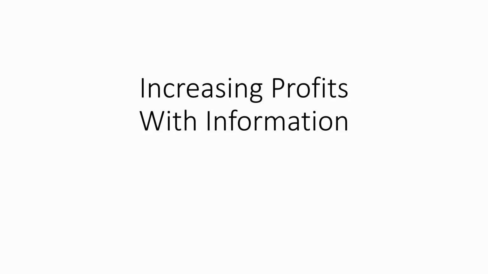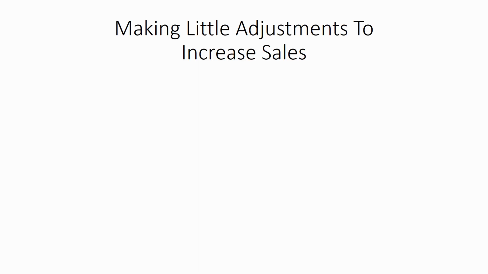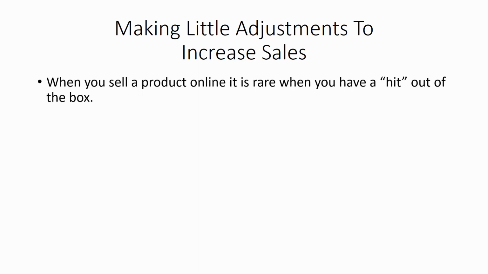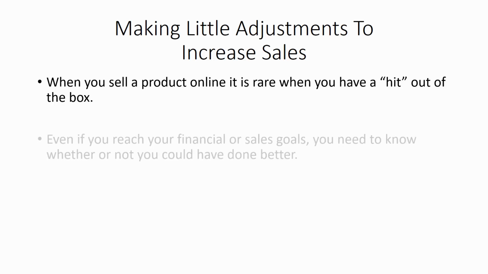But let's talk briefly about how you would increase profits with information, because it is with that information that we make little adjustments to increase our sales. Now, whenever you sell a product online, it's rare when you have a hit right out of the box. It probably takes a little while before you can figure out exactly what people want, and then you offer it to them. And you've got to make little adjustments to the sales process.